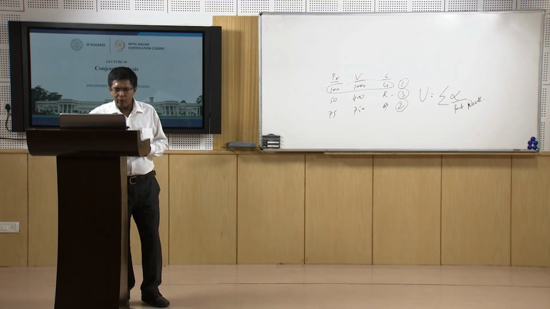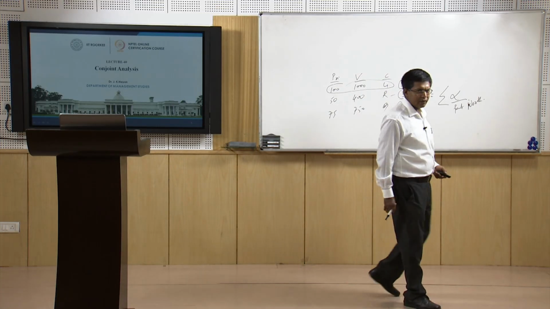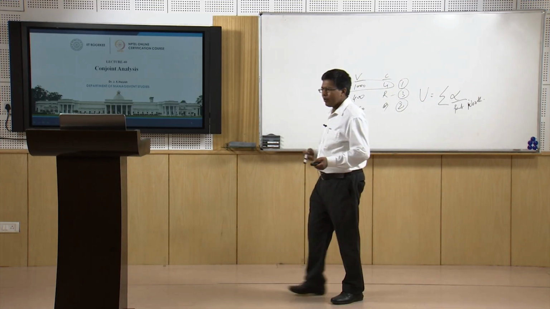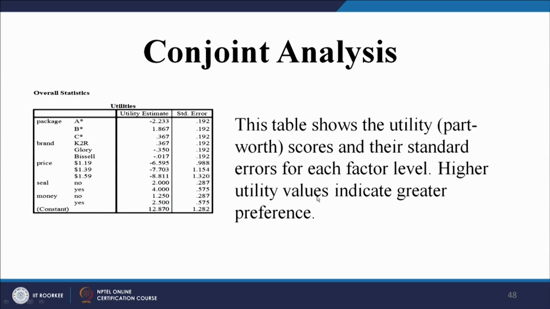Otherwise what you can do is you go to the complete file and find the utilities. There is a table which gives you the overall statistics, the utilities. This table shows the utility or part-worth scores and the standard errors for each factor level. Once you get the utility functions, which are the beta weights, you can calculate the final dependent score. Higher utility values indicate greater preference.